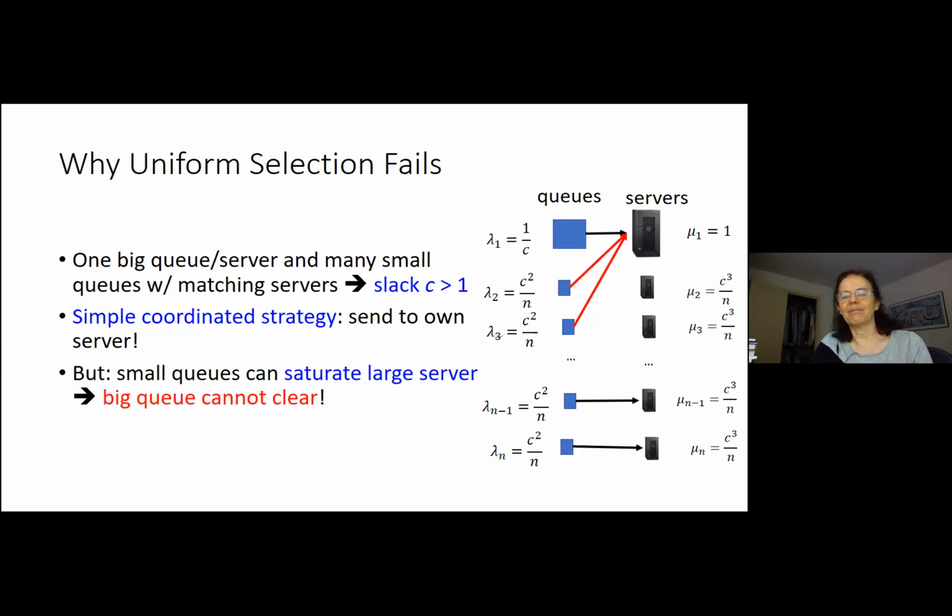So maybe that's sort of, they're all getting better service, except for this one queue, the first queue, which has a high arrival rate, and that one's backing up. So we're claiming that if you timestamp the packets, then this is not going to happen.